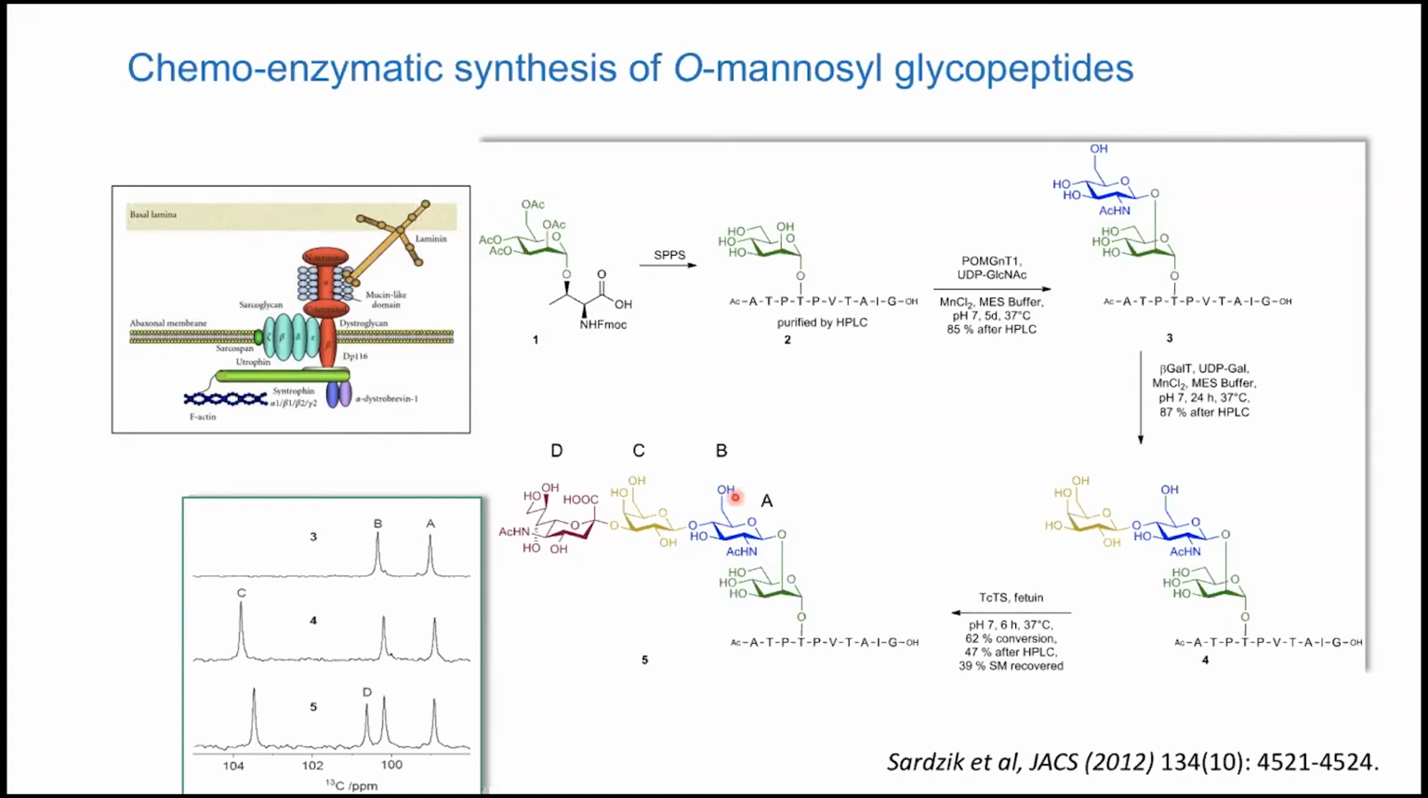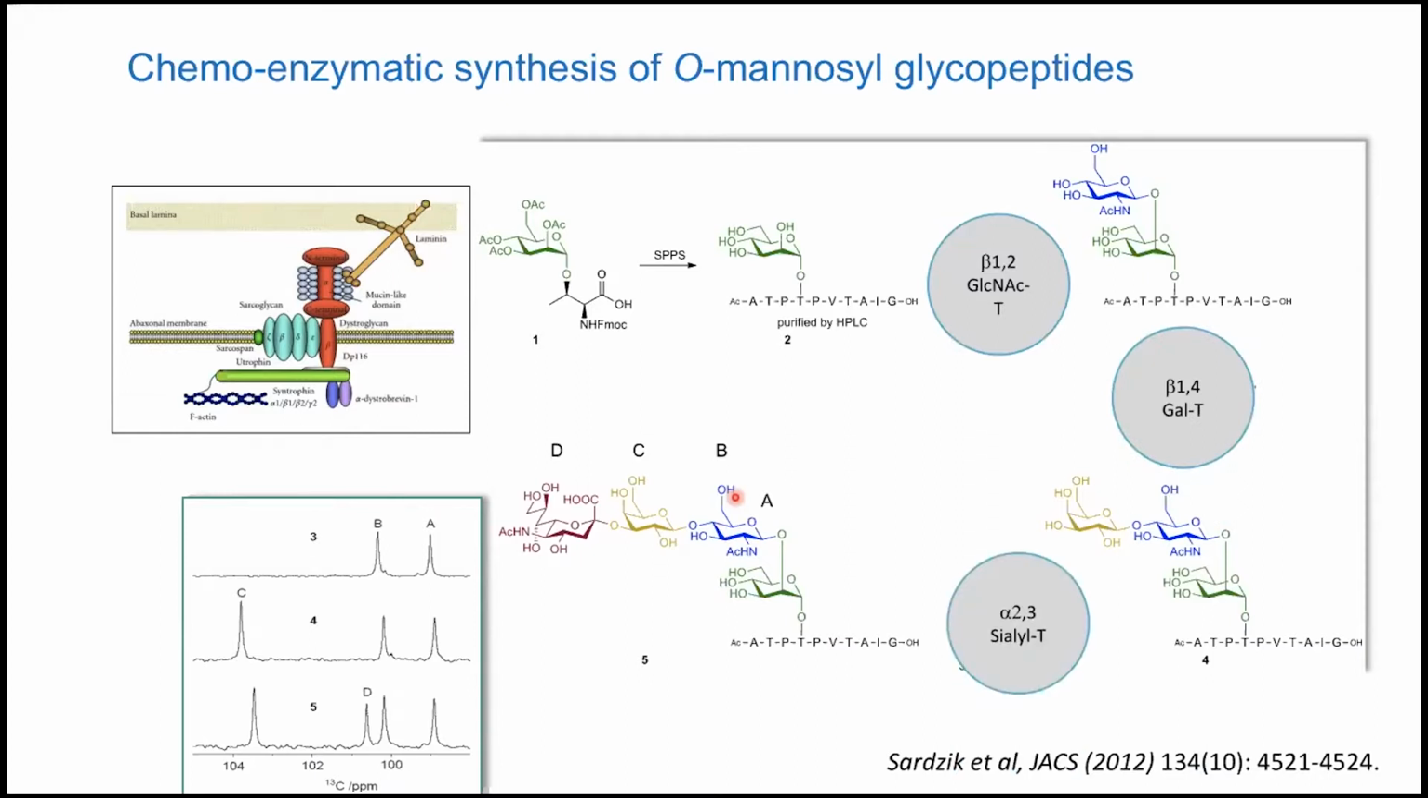However, if you use the enzymes, the glycosyltransferases that are involved in the biosynthesis of these, then you can very quickly assemble this complex tetrasaccharide in 3 steps using just a GlcNAc transferase, a Gal transferase, and a sialyltransferase. That is very easy, and you can actually do it in 1 step. You can just throw everything into one pot, start with a chemically synthesized glycopeptide 2, and then get structure 5 with very high selectivity.